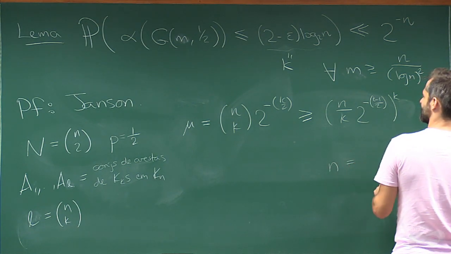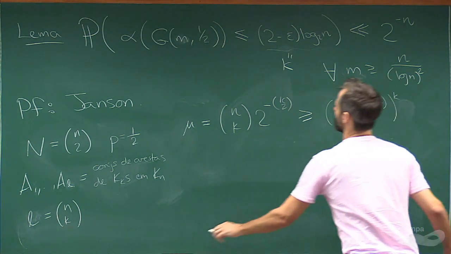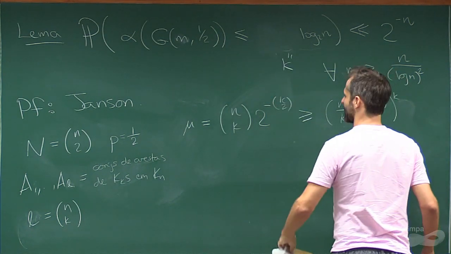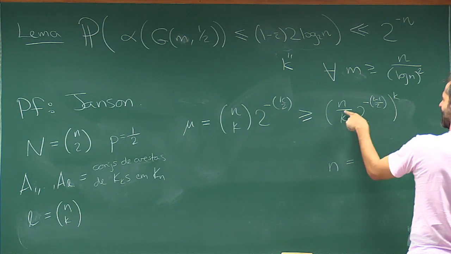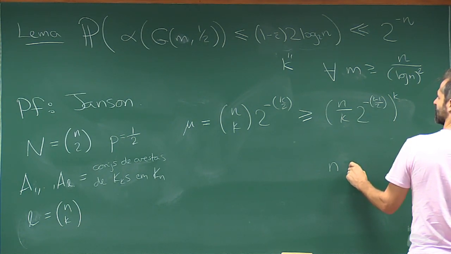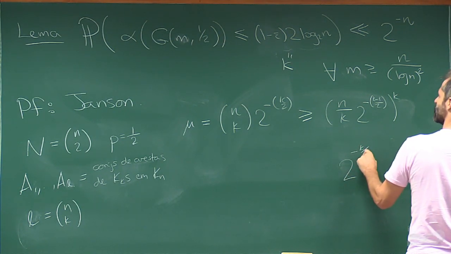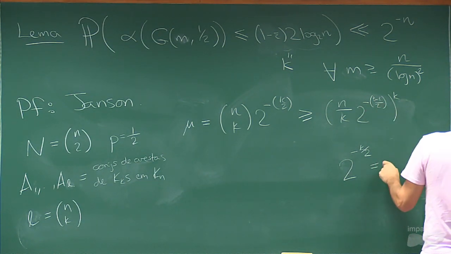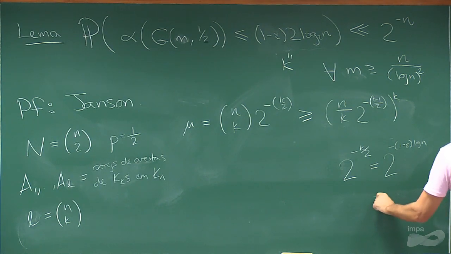What's the right way to do this? Just to make the calculation slightly easier, I'm going to change the definition of epsilon: k is 1 minus epsilon times 2 log base 2 of n, so that 2 to the minus k over 2 is 2 to the minus 1 minus epsilon log n, which is n to the minus 1 plus epsilon. Right?